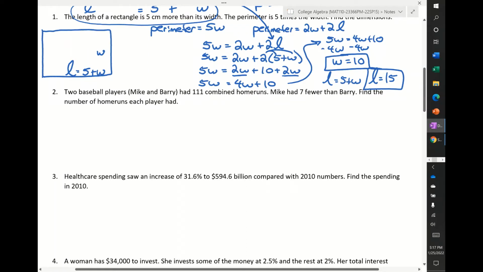Let's take a look at number 2. It says 2 baseball players, Mike and Barry, had 111 combined home runs. Mike had 7 fewer than Barry. Find the number of home runs each player had. So we're talking about home runs for 2 players. Let's let M represent the number of home runs for Mike. And let's let B represent the number of home runs for Barry.